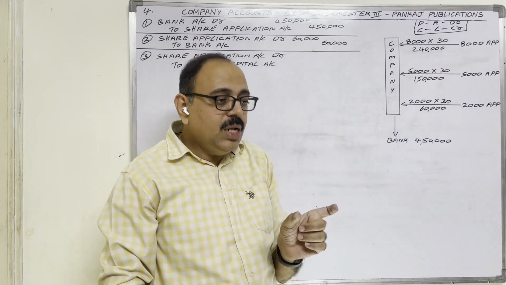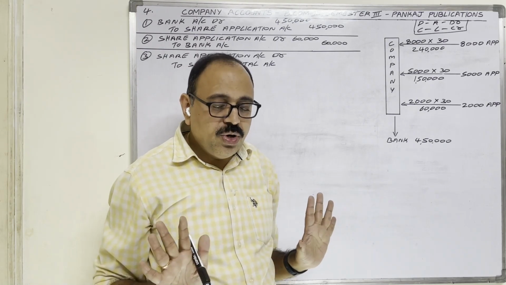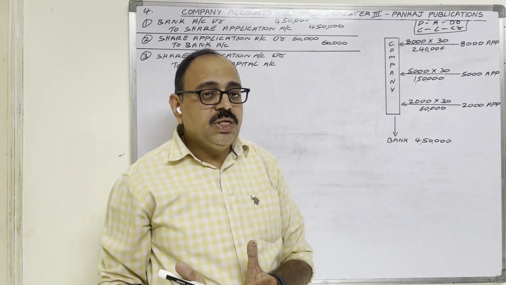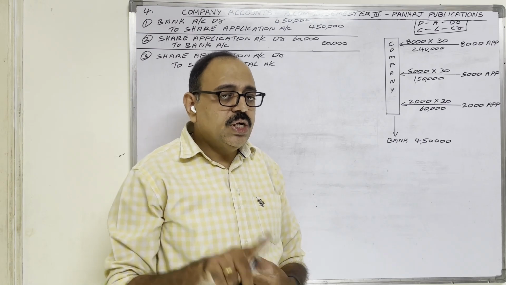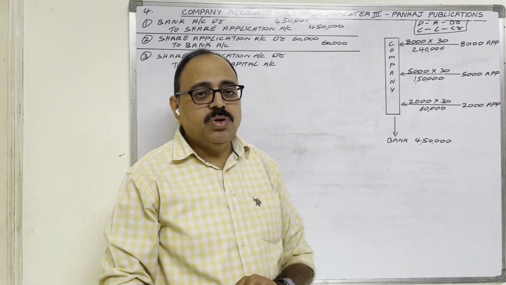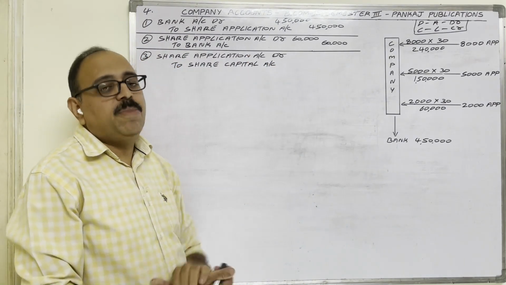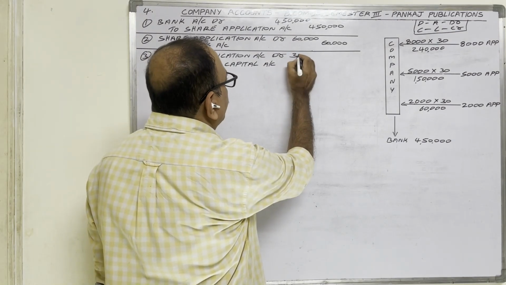So on total shares, 10,000 shares. Finally, company allotted 10,000 shares only. On 10,000 shares at the rate of 30 rupees each, through application, how much money should come? 10,000 shares into 30 rupees each, 3 lakh rupees only. So that 3 lakh only we have to transfer to share capital account. Therefore here amount is 3 lakh rupees.